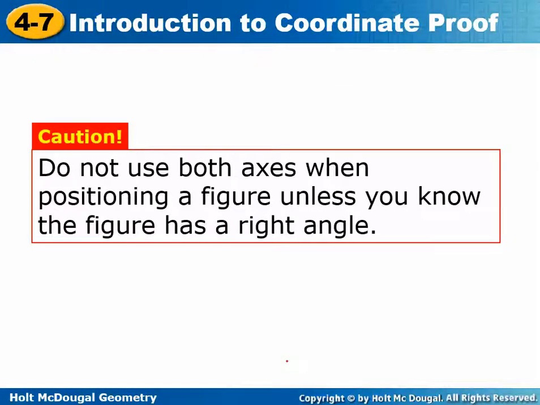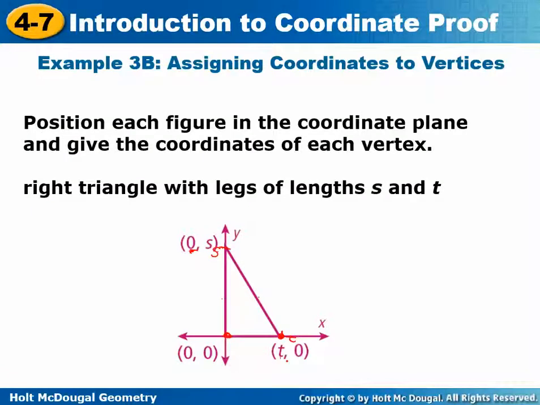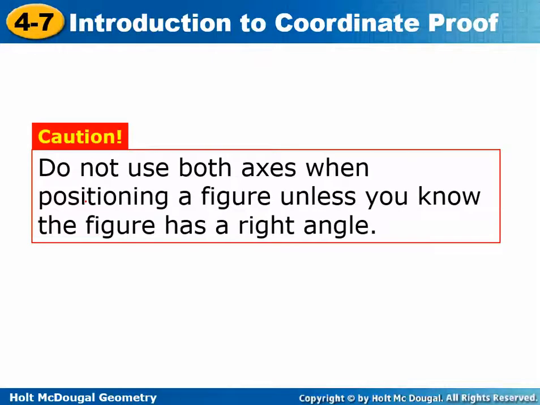Again, unless you know there's a right angle, don't use both axes like we just did in this one. We knew it was a right triangle. It told us that it was a right triangle, so we're able to use both of them. We can't do that unless we know that there's a right angle in it.